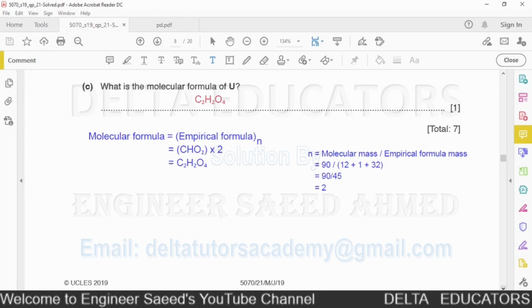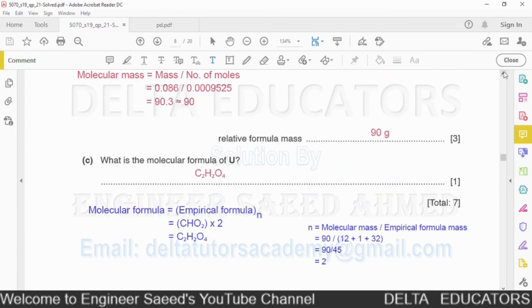Part C. What is the molecular formula of U? Molecular formula is given as empirical formula into N. Now empirical formula we have calculated in the previous part, it is CHO2. What is N? N is ratio of molecular mass and empirical formula mass. Molecular mass we have calculated in the previous part, it is 90. What is empirical formula mass? Empirical formula mass will be mass of all the atoms present in this empirical formula.